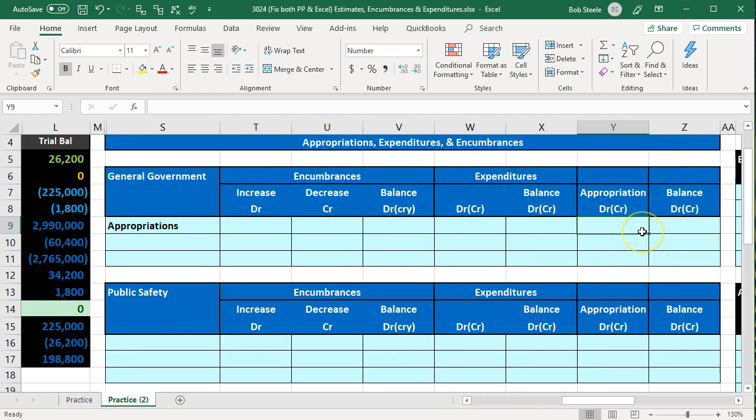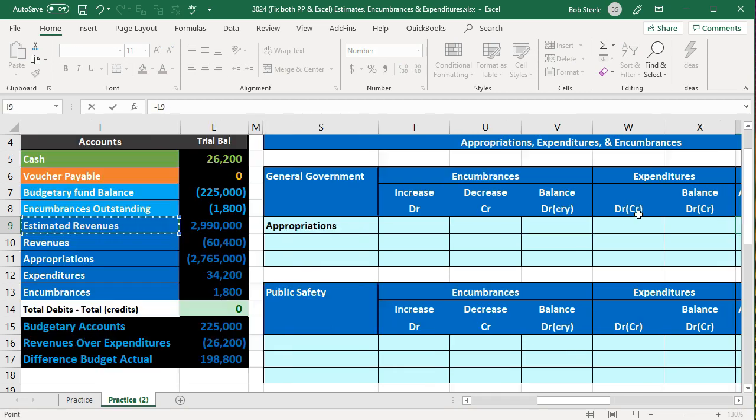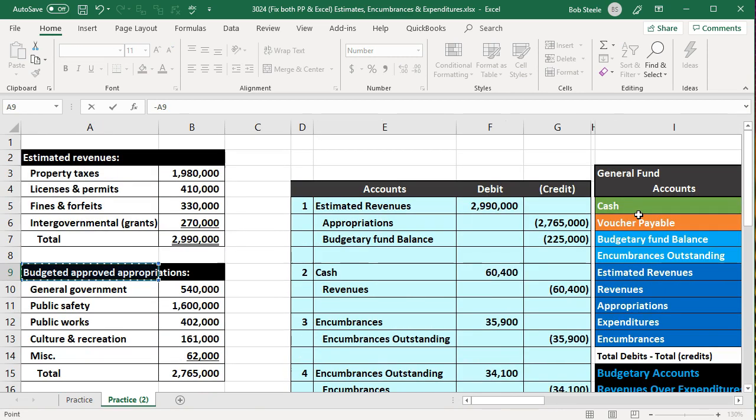So we're going to start way over here with the appropriations. I'm going to put it on the books with a negative because that's how we do it. It's contra to the other accounts, the expenditures. So I'm going to say negative, and then we'll go back over to our estimates. So our estimates were up top. We had the budget, approved, and appropriations.